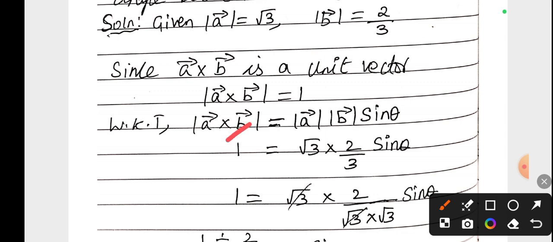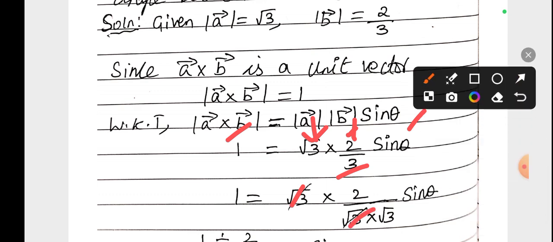Magnitude of A vector, magnitude of B vector. This value is root 3 and here 2 by 3. Then it will become sine theta. Then 3a, can we write it as root 3 into root 3? So if you write now, root 3 and root 3 get removed. So you're getting this.